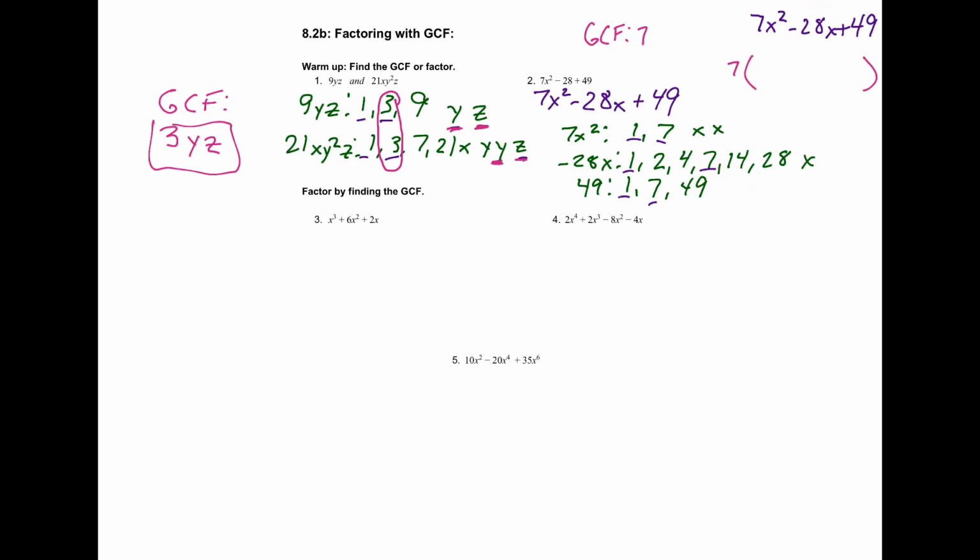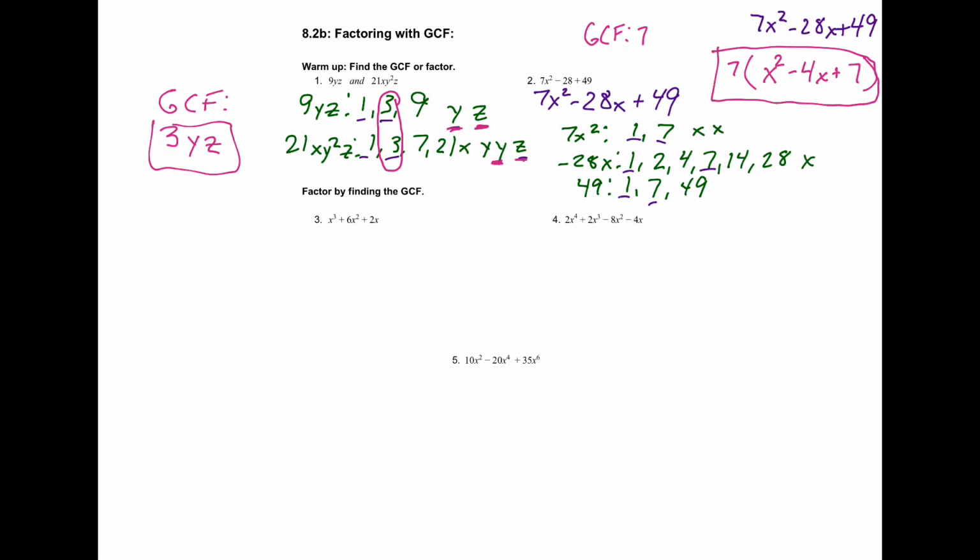So then when I have my trinomial here, I want to factor out that greatest common factor, so we're just going to divide everything here by 7. So 7 divided by 7 is just 1, so 1x squared. 28 divided by 7 is going to be 4. We'll keep that x there. And 49 divided by 7 is 7. So my answer for factoring this is 7x squared minus 4x plus 7.